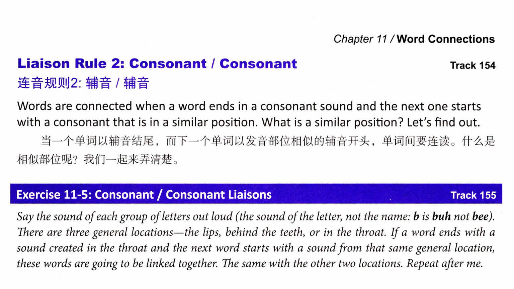There are 3 general locations, the lips, behind the teeth, or in the throat. If a word ends with a sound created in the throat and the next word starts with a sound from that same general location, these words are going to be linked together. The same with the other 2 locations.